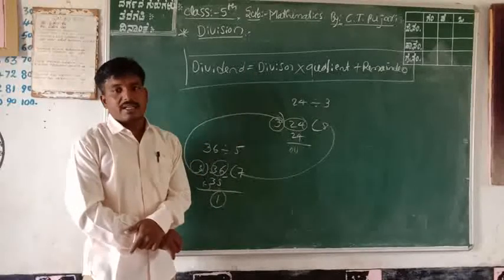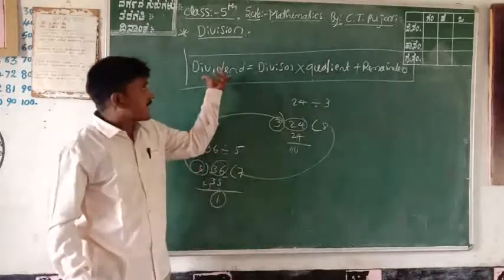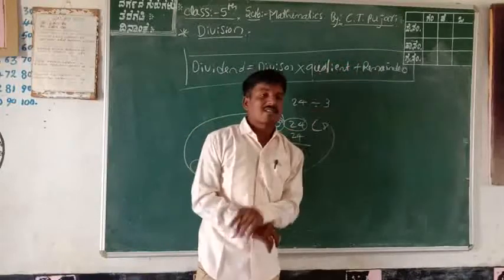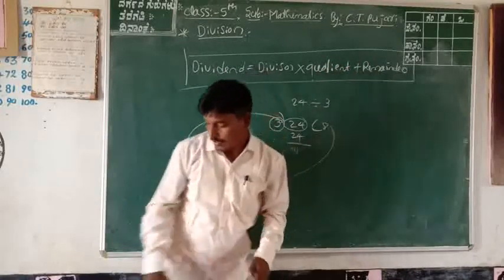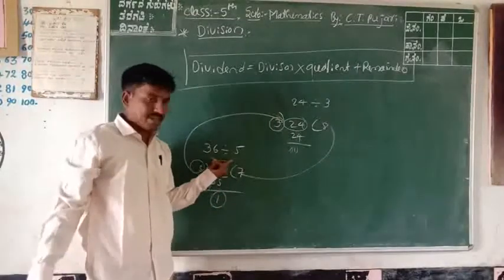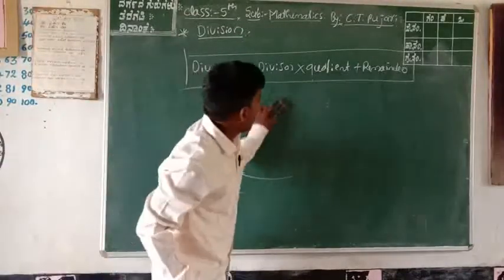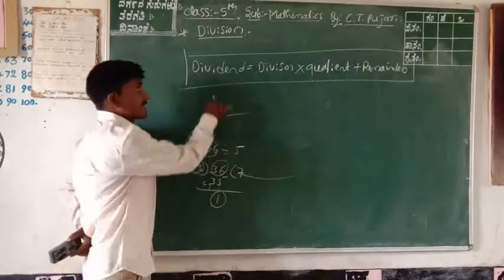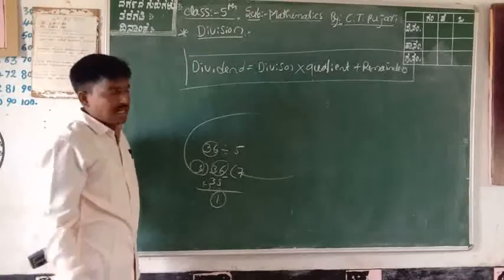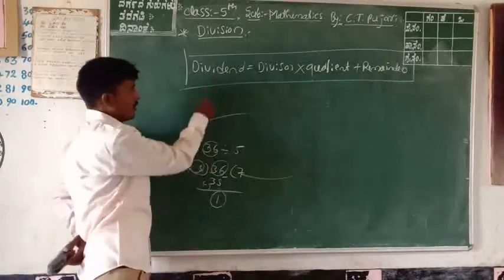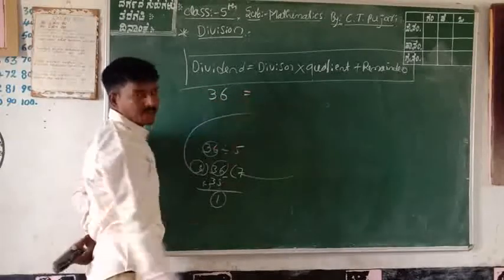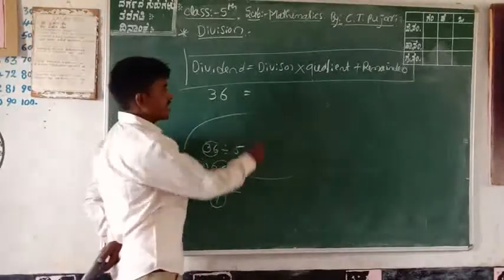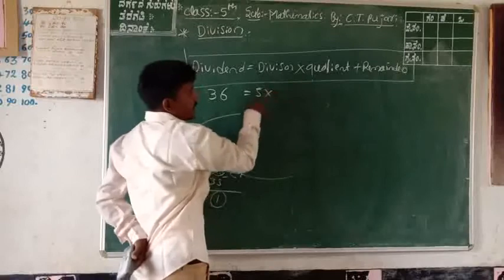This is our division rule. Dear students, what is a dividend? What is a divisor? What is a quotient and what is the remainder? Okay. Put your values. For example, consider this example. In this question, 36 is the dividend. Listen here. 36 is the dividend. Therefore, 36 is equal to divisor, which is 5. 5 is the divisor.